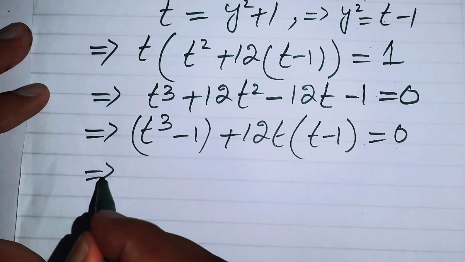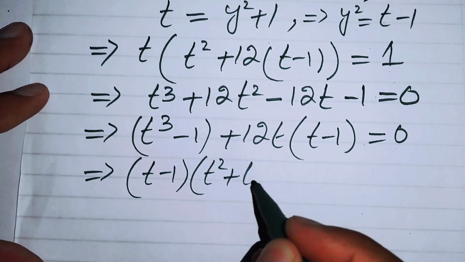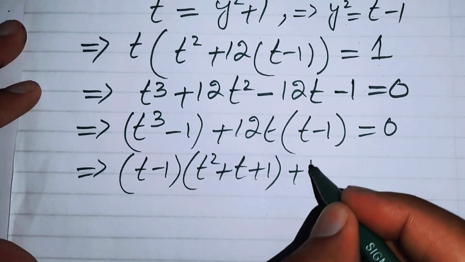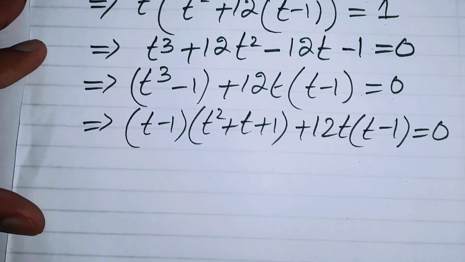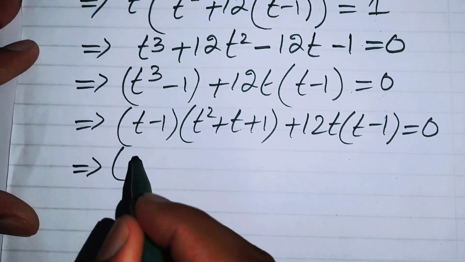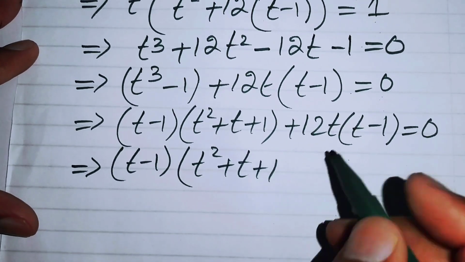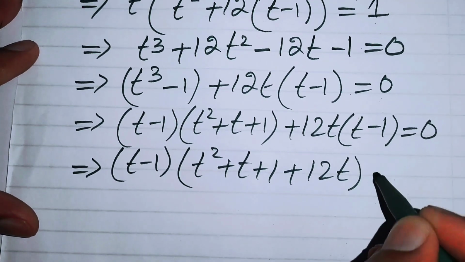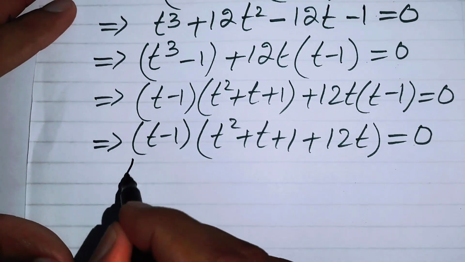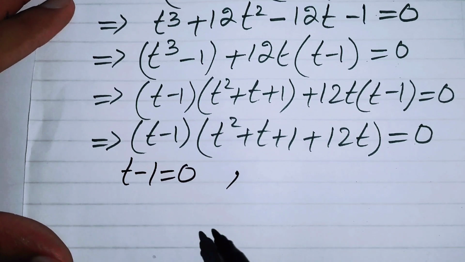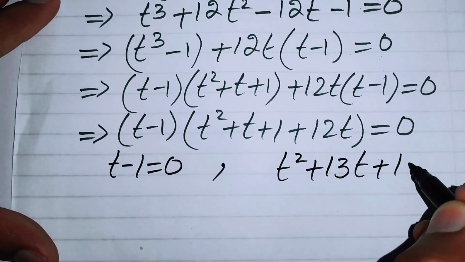And you can open this cubic formula and you get t minus 1 times of t squared plus t plus 1, and here you have plus 12t into t minus 1, and this whole is equals to 0. And now you can take common t minus 1 from both of the terms, and you get t squared plus t plus 1 plus 12t is equals to 0. And finally you can get here the two cases. The first case is you take t minus 1 is equal to 0, and the other case is you take t square plus 13t plus 1 is equals to 0.